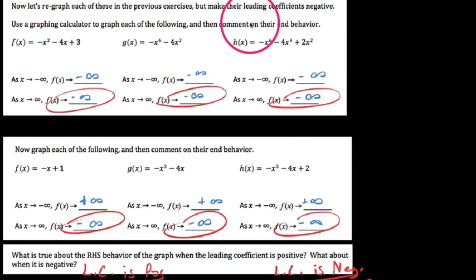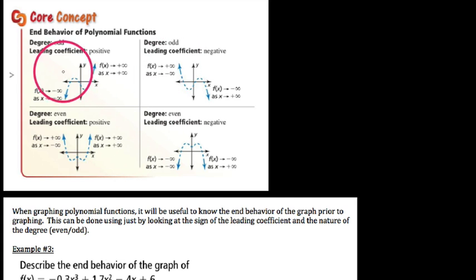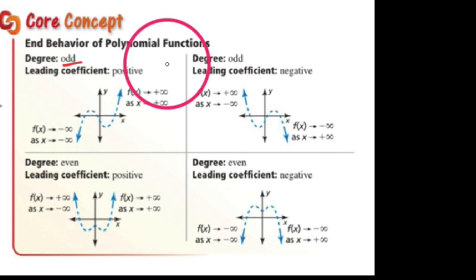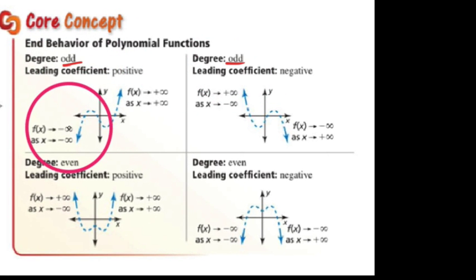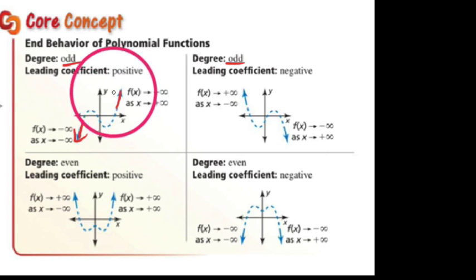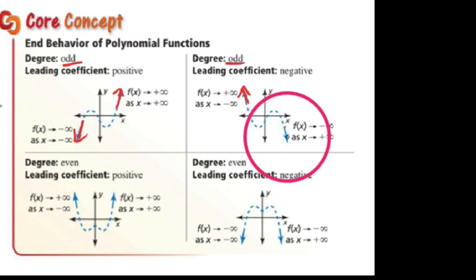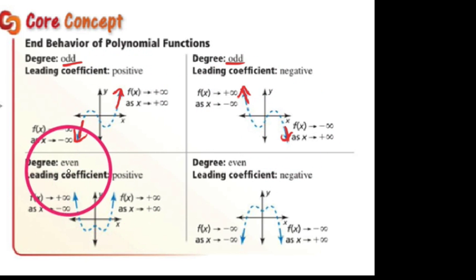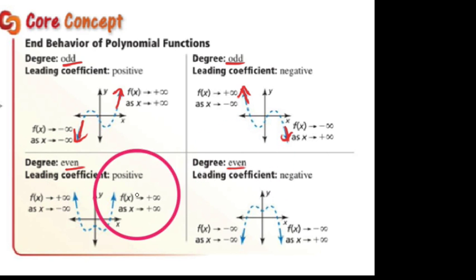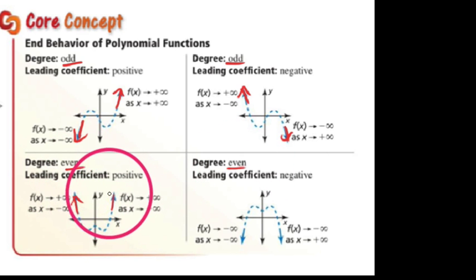So the last thing we're going to do in this video is I included a table here that generalizes everything we just said. If the degree is odd, look at both of these first instances here, we'd say that the left-hand side and the right-hand side behavior of the graph can't be the same. And if the degree is even, then the left and right-hand side are the same.